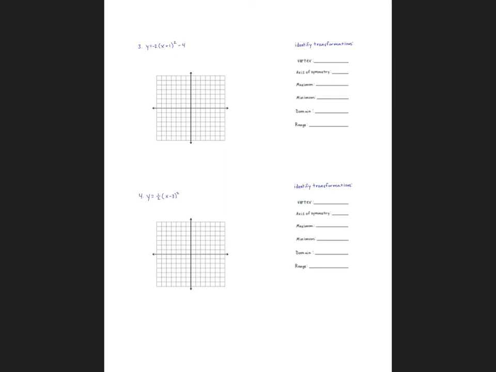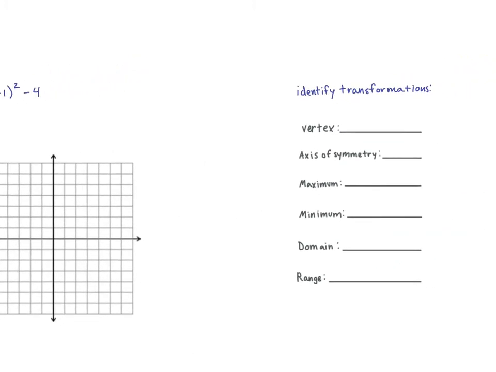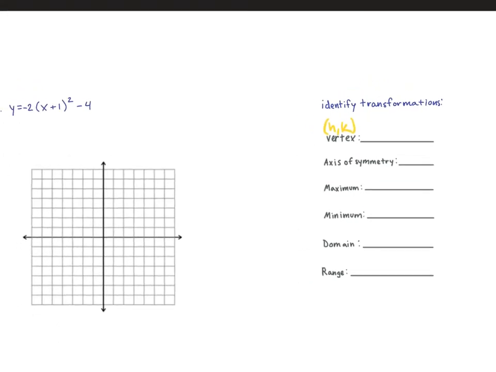Okay, number 3. Again, this is vertex form, so where do we start? Wait, can you go back? H and K. So what's our H and what's our K? Perfect. We change the sign of H so it becomes -1, and K stays the same as -4. What's our axis of symmetry? X is equal to -1.